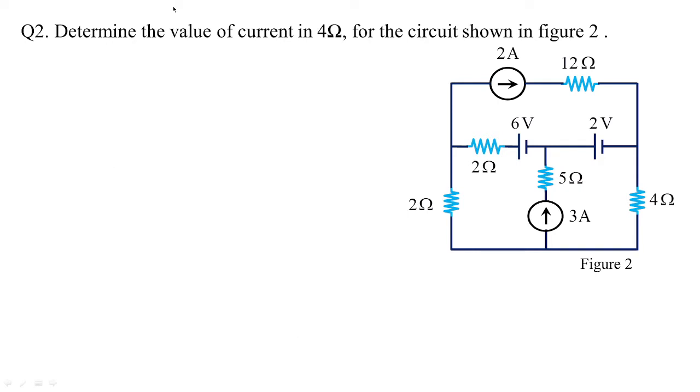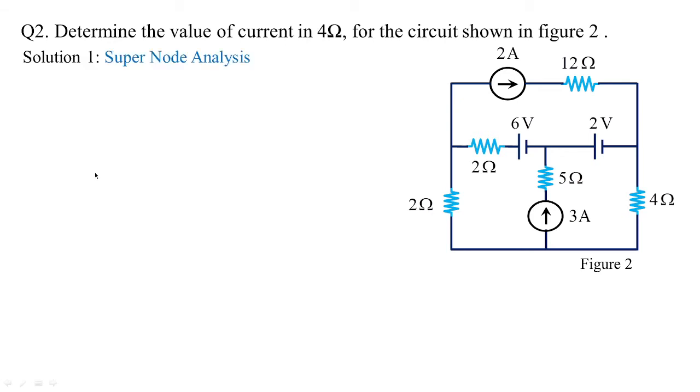Let's go with another example. Determine the value of current in 4 ohms. Here also it is in 4 ohms per circuit shown in figure 2. So the circuit is changed. Though the current we need to find out across 4 ohms is the same thing which we have seen in the previous problem, here the circuit is given as different. There you had 3 loops placed side by side, but here you have a T section.